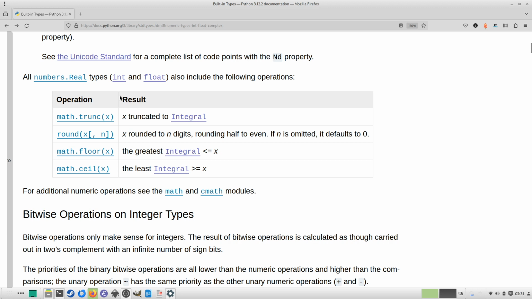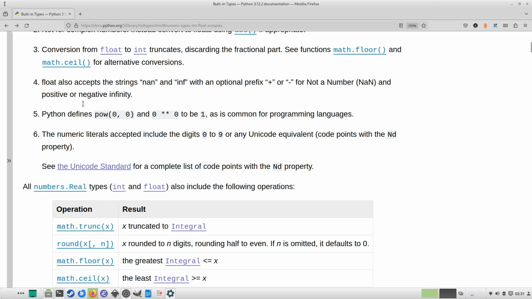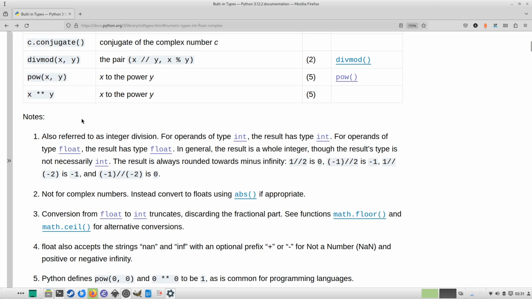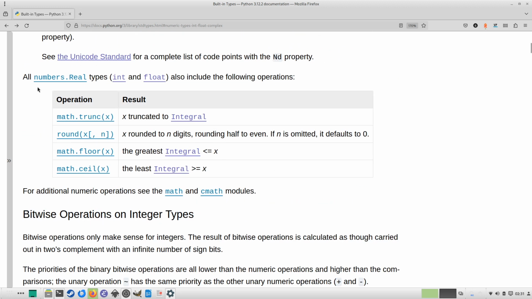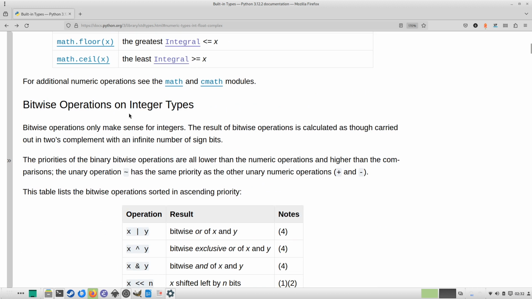So we will resume where we left off in the last video. That is, we were dealing with the operations on integers. So we will resume here. All numbers.Real types, int and float, also include the following operation: math.trunc(x), x truncated to integral. That is the closest integer, which is truncated, meaning it will be floor. Rounding we have studied. Floor and ceil, I think we have covered this.